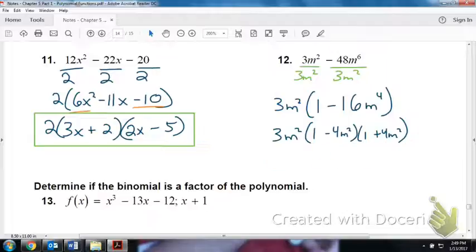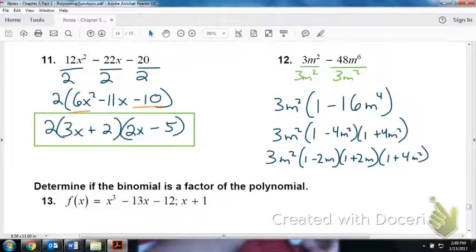And the fun part is this one can't go any further because it's positive, but this one can. So we're going to do it again. So we've got 3m squared. I'm going to put the ones on the left. Two things that multiply to 4 will be negative 2m and a positive 2m. And then we've got 1 plus 4m squared over there.